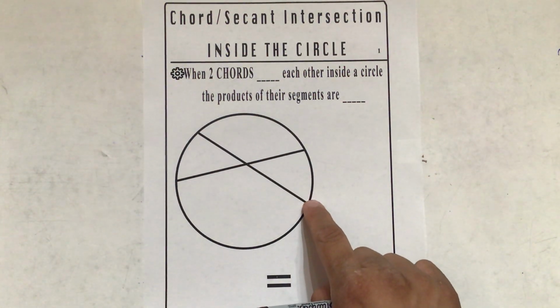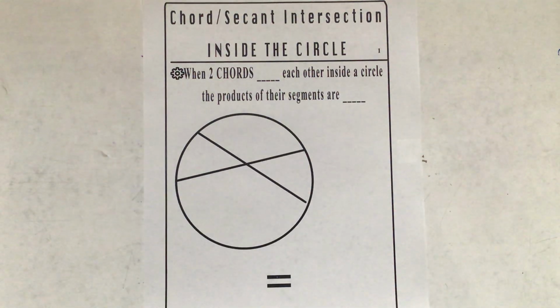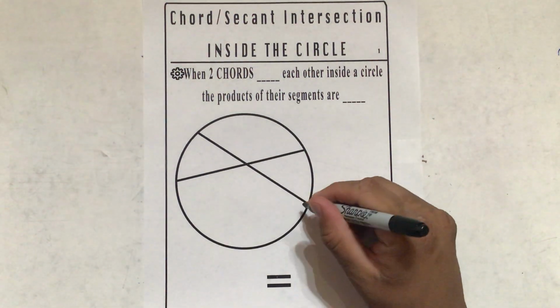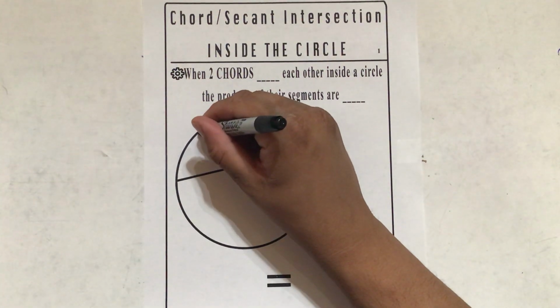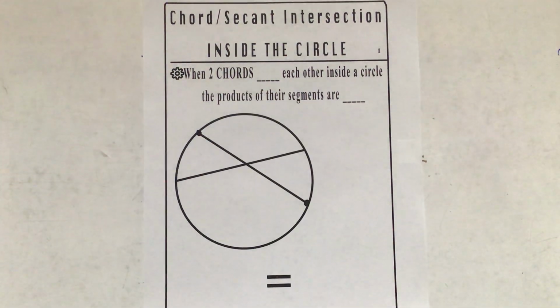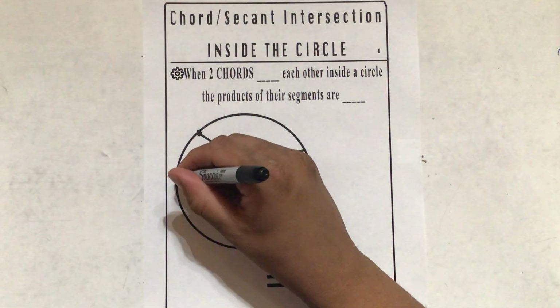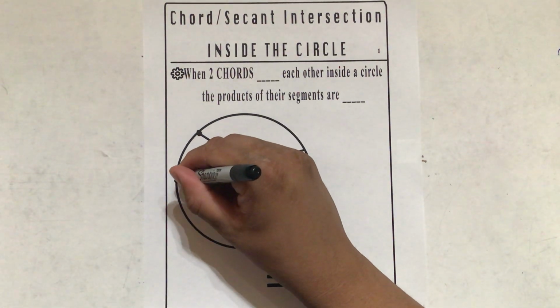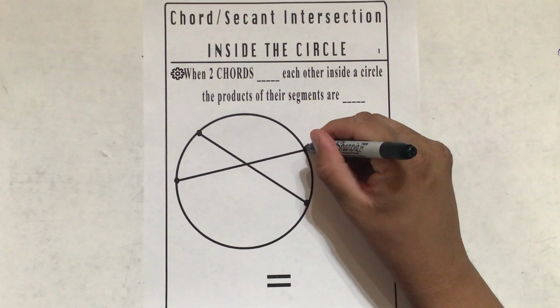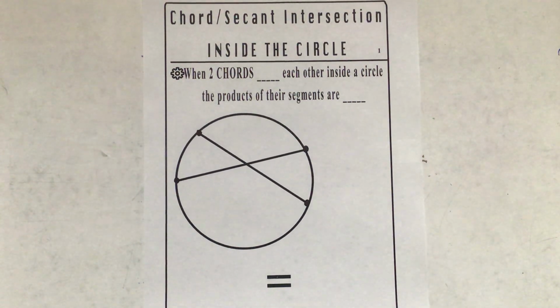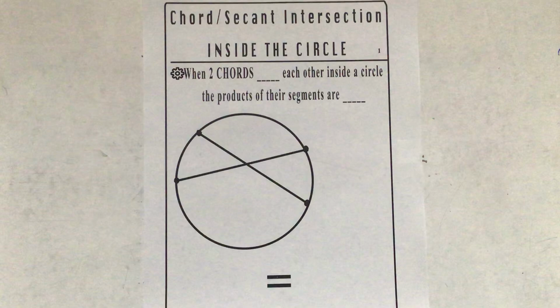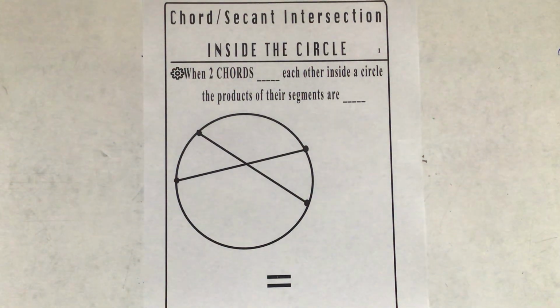So from here to here is one chord. From this point here to this point here is a chord. From this point here to this point here is another chord, right?